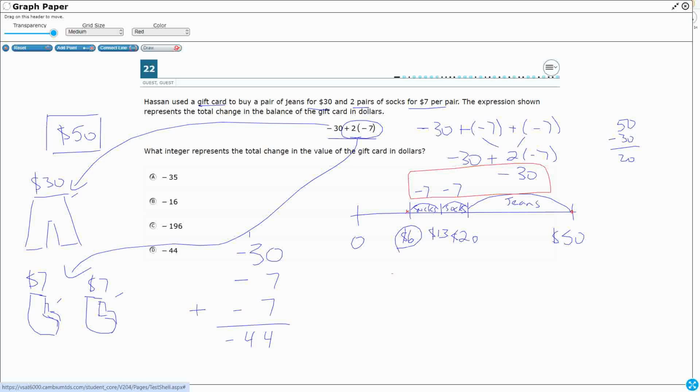So really what we're doing here, if you're thinking of simplifying, let's take their expression, negative 30 plus 2 times negative 7. Well, order of operations, right? You take care of that multiplication first. 2 times negative 7 is negative 14, so negative 30 plus negative 14. And when you're adding 2 negatives, it's like you're adding 2 positives, and the answer just ends up being negative. So a negative 30 plus a negative 14 gets you what this whole jump was, negative 44. So that's the total value of the change in the value of the gift card, total money he spent. So that's our answer, D.